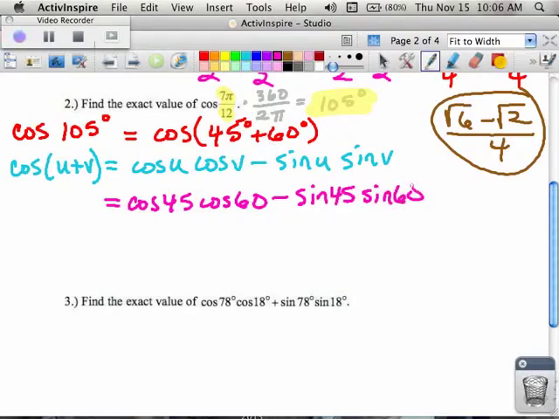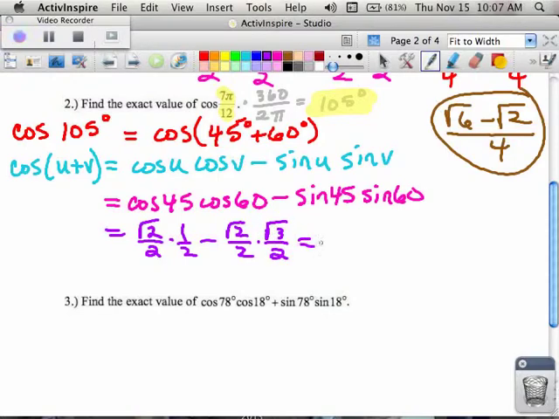So I'm plugging in the 2 angles. Whatever came first was the u, whatever came second in the parentheses was the v. Shove them right into the formula. Then all you have to do is go look at your unit circle. So the cosine of 45 degrees is root 2 over 2. Cosine of 60 is 1/2. Sine of 45 degrees is root 2 over 2. Sine of 60 is root 3 over 2.